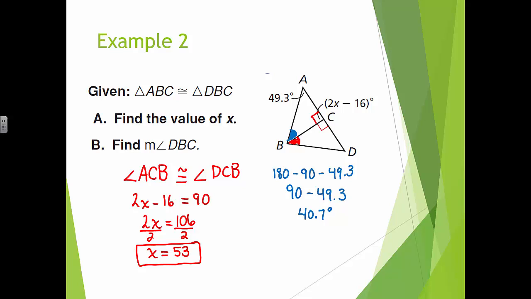40.7 degrees. So since that is the measure of this one right here, then that means that's also the measure of angle DBC. The red one is also 40.7 degrees.